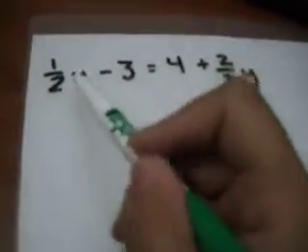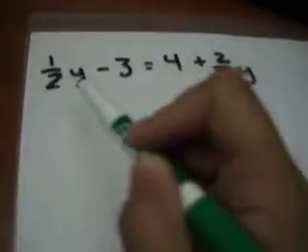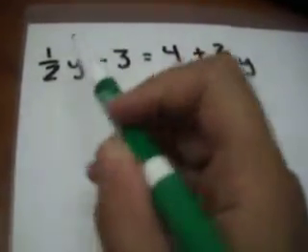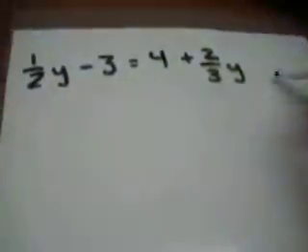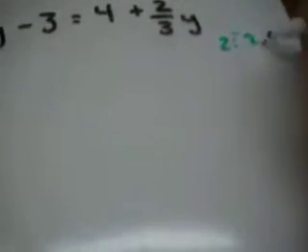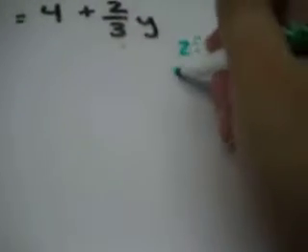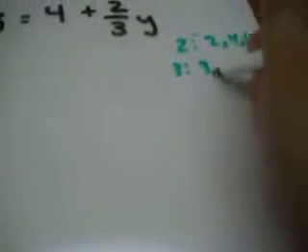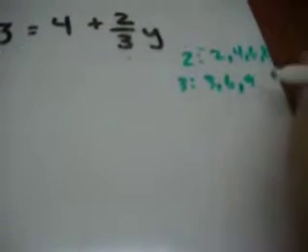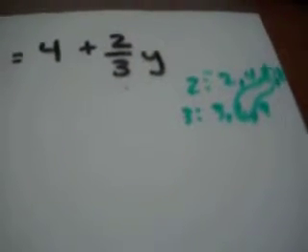Since there are two fractions here, I have to find the LCM. The LCM of 2 and 3, so let's just put this over to the side here. The multiples of 2 are 2, 4, 6, 8. Let's see the multiples of 3: 3, 6, 9. Oh, look! 6 is the common multiple between the two.